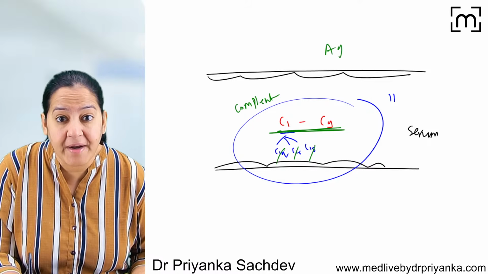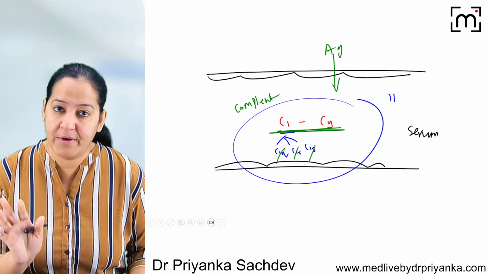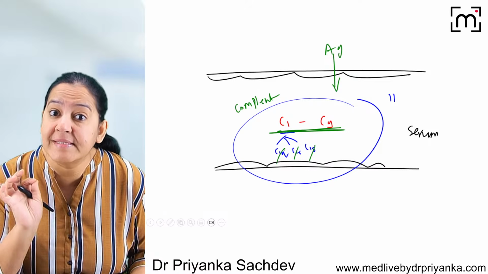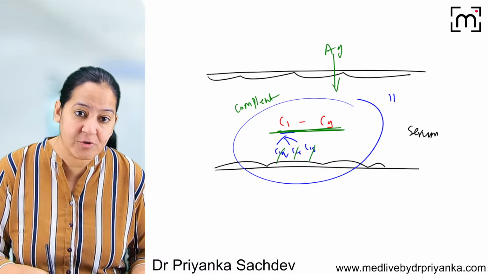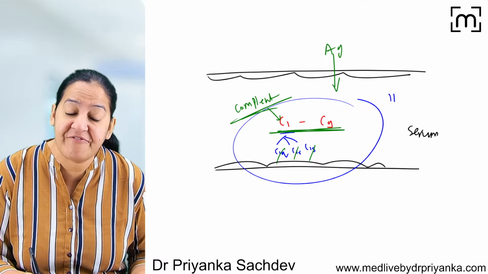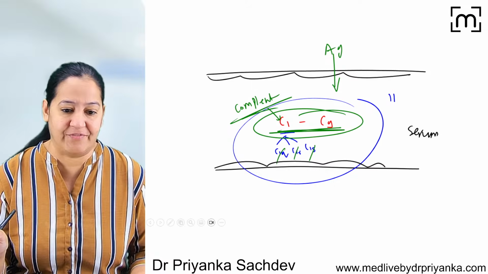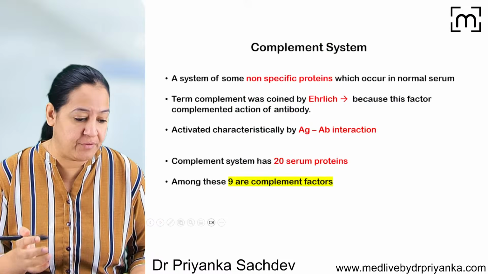Whenever any foreign particle, known as an antigen, enters the human serum, the human blood, the complement system gets activated. This complement system is a family of 9 proteins known as C1 to C9. They are non-specific and present in all mammals, and they complement the action of the antibody.